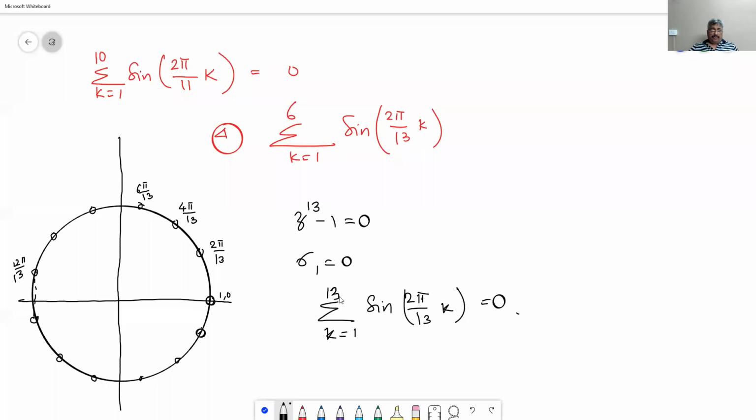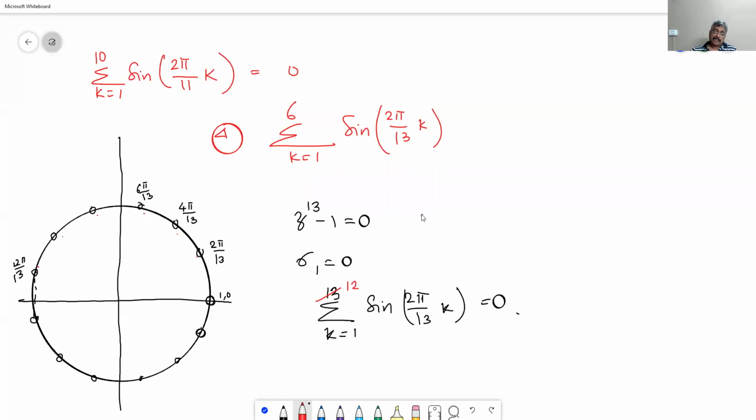Out of which, if we remove this 13th one, because it is 26 pi by 13, which is sine 2 pi, and sine 2 pi is going to be 0, therefore it will not have any addition in the summation. Therefore, we can actually ignore this 13, then it is symmetric. Okay, so summation of this and their reflections is equal to 0. Okay, as far as complex root is concerned, sigma 1 is equal to 0.